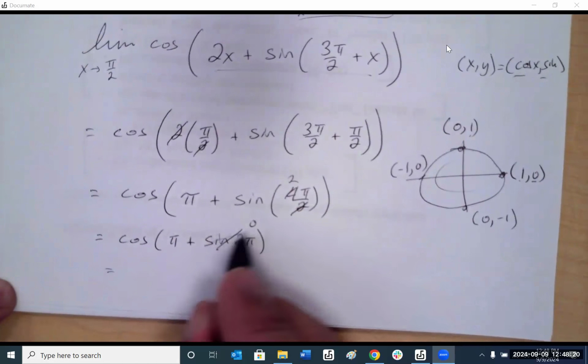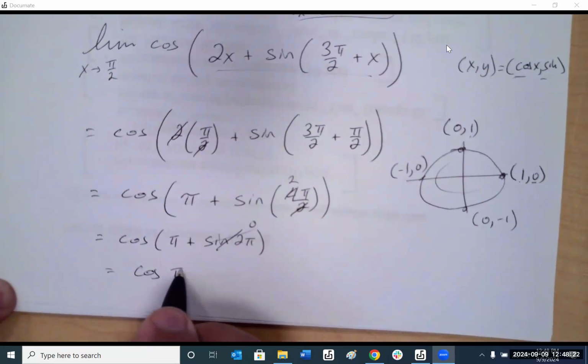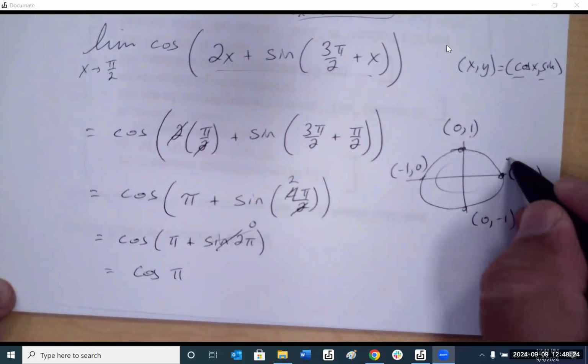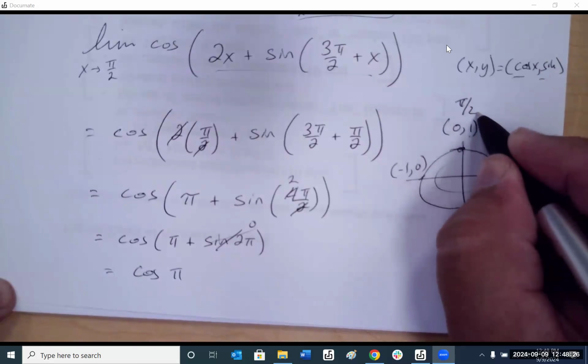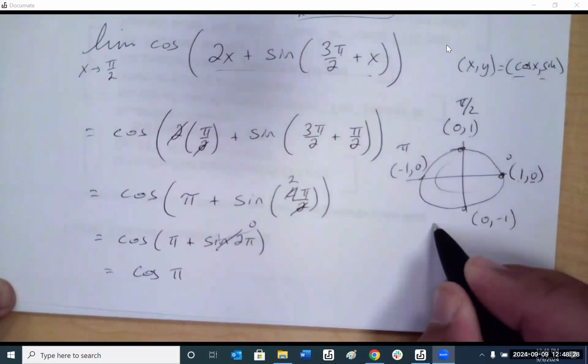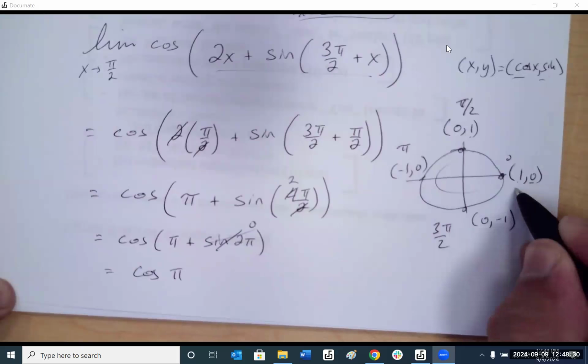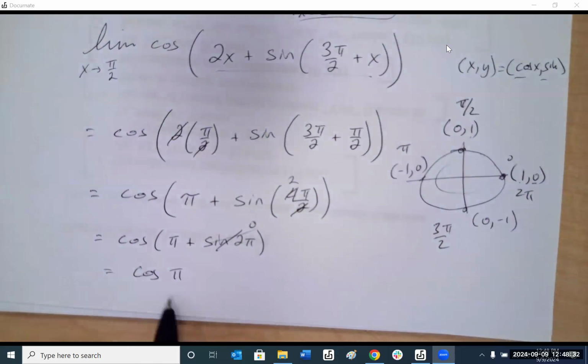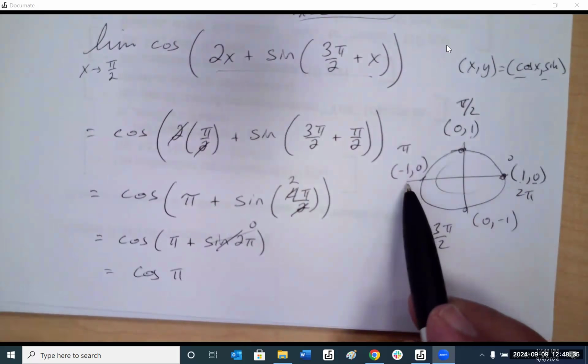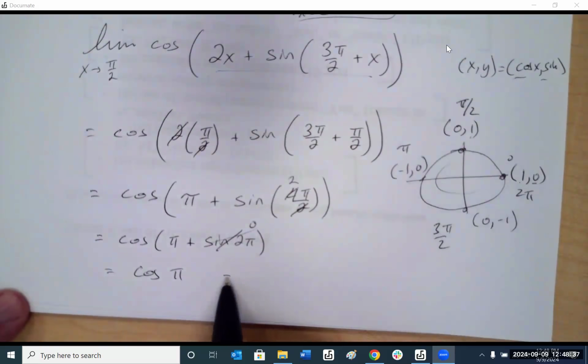So now we have that zero. So we have cosine of pi. So this is zero. This is pi over two. This is pi. Three pi over two, two pi. So cosine of pi is what? Negative one.